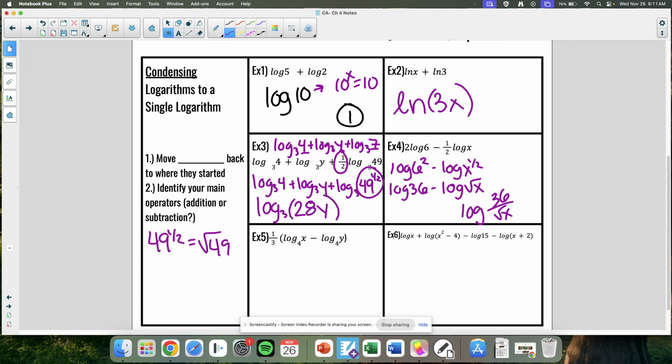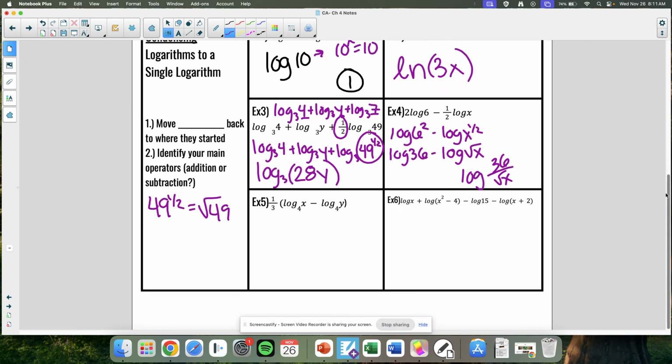Example 5. Couple different ways you can deal with this one. Orders of operations would tell us we should probably just do the insides first. So inside, parentheses, what will those 2 logs turn into once we push them together? Division. So what goes on the bottom, the x or the y? The y.